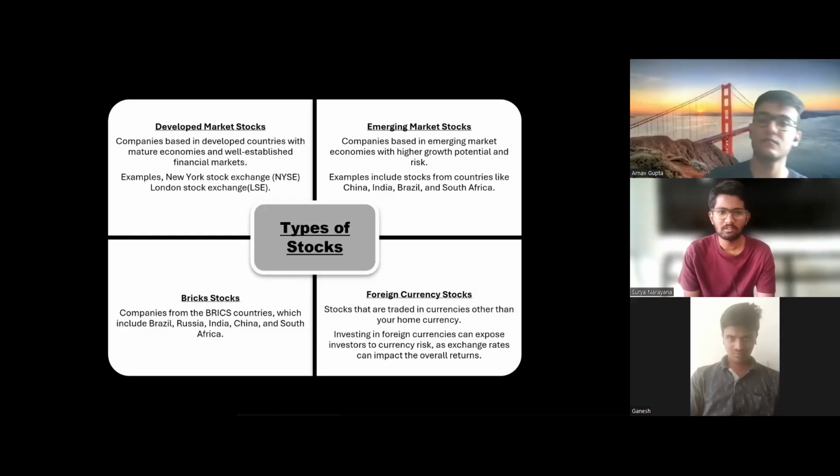The next, emerging market stocks: companies based in emerging market economies with higher growth potential and risk. Examples include stocks from countries like China, India, Brazil, and South Africa. BRICS stocks: companies from BRICS countries, which include Brazil, Russia, India, China, and South Africa. Foreign currency stocks: stocks that are traded in currencies other than your home currency.